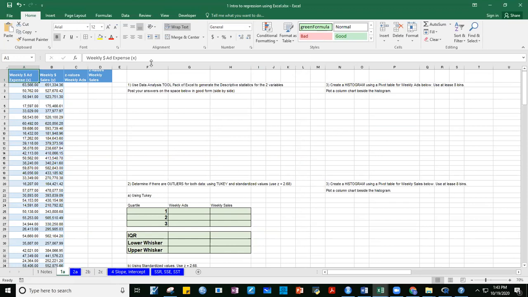Okay, so let's start first with the first question, which is to use the Data Analysis ToolPak of Excel in order to generate your descriptive statistics. Okay, descriptive statistics. So let's do that first, guys. May I suggest, guys, that you create a copy of this worksheet so that you work on the copied worksheet and preserve the original one, so that if you want to practice, guys, you may still make use of this one.